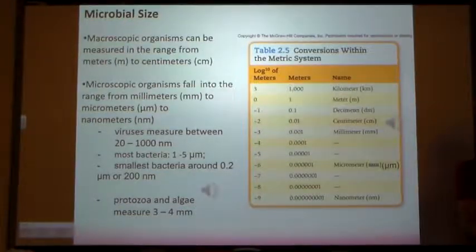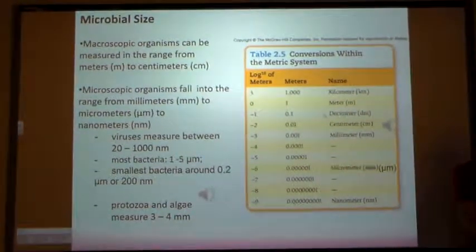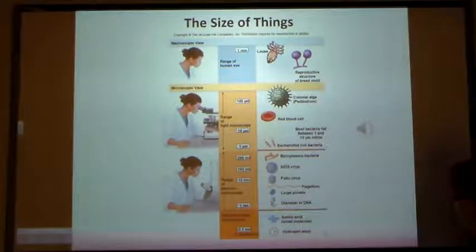All right, so now we are done with metric, but let's put something into the perspective of different sizes. Kilometers, meters, centimeters are what we use. We rarely use decimeter, but the unit exists. Centimeters and millimeters we use. Micrometer is this mu symbol, it's not two little m's. Nanometers, okay? Now let's put everything into perspective.